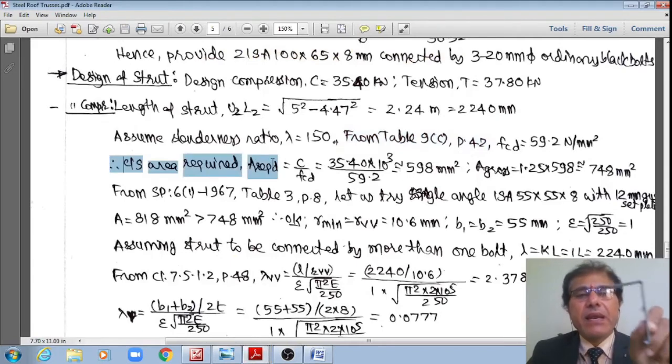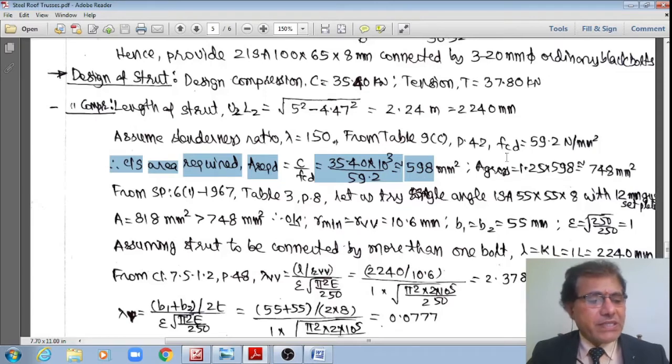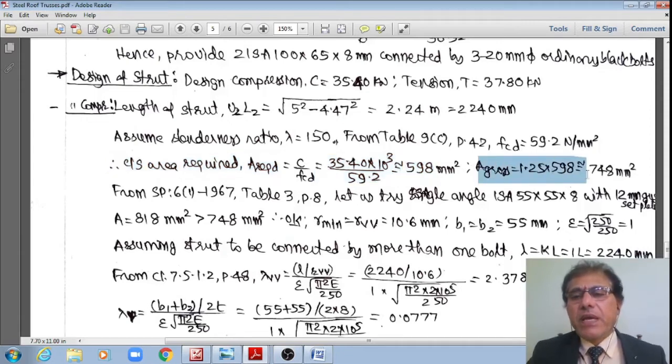Once I note that down, now I'll get to the cross-sectional area required for this angle, right? Therefore area is equal to compression force divided by permissible design compressive stress, which is 35.4 into 10^3 divided by 59.2, and it works out to around 598 mm square. However, you increase this area by 25 to 50%. Therefore let's say I am proposing to start with a gross area of 25% more. Therefore 1.25 multiplied by 598, I'll get 748.